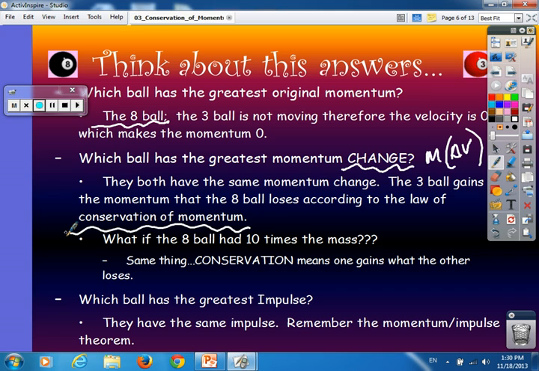You can do the numbers and we'll see. What if the 8-ball had 10 times the mass? The same thing. The conservation means one gains, one loses, and they need to be the same. Which ball has the greatest impulse? They have the same impulse. Why? Because they have the same change in momentum. That impulse is that change right there.